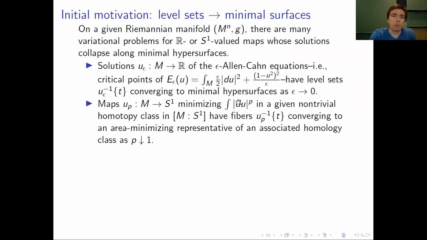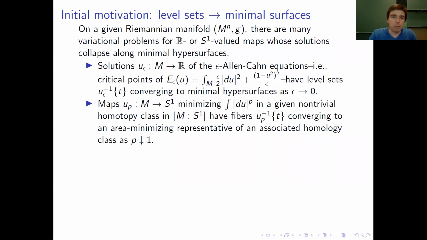Another case, which falls out of the co-area formula, is that if you take a homotopy class of S^1-valued maps and minimize the L^p norm of the gradient, this is a well-behaved problem if p is strictly bigger than 1. As you take the limit as p goes down to 1, it's not hard to convince yourself from the co-area formula that all of the fibers of these maps have to collapse along an area-minimizing representative of the associated homology class. So it's easy to find natural geometric PDEs with this behavior of collapsing down to minimal hypersurfaces, and this has been exploited a lot analytically to produce minimal hypersurfaces.